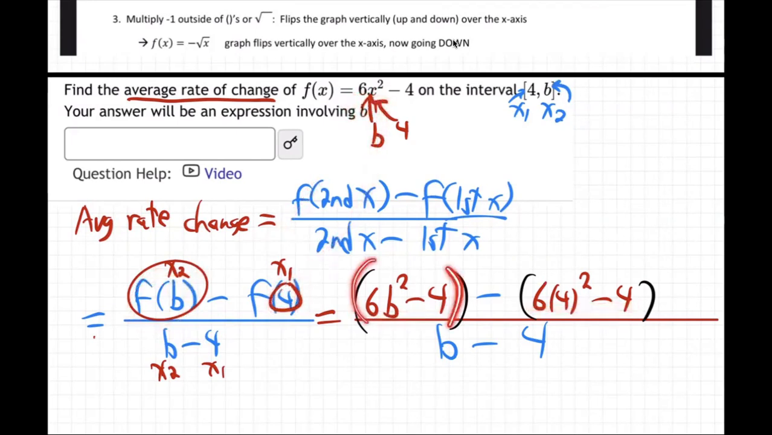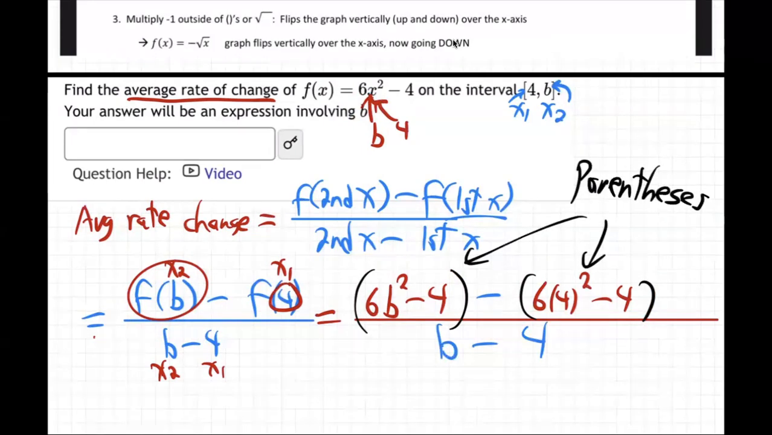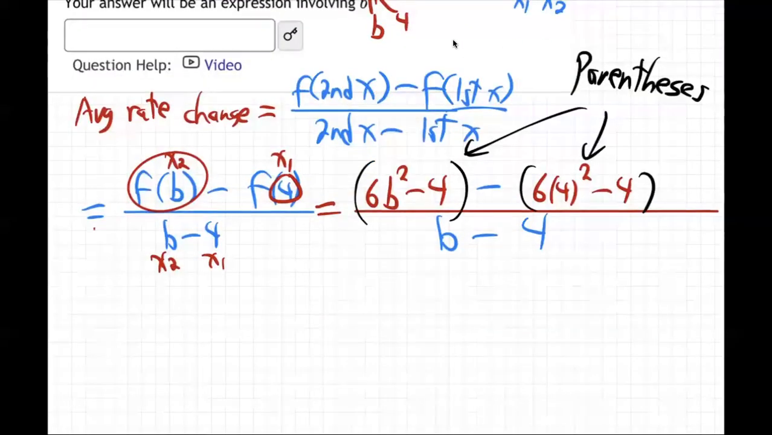And notice I put parentheses around these with a subtraction in the middle. It's important to do these parentheses because that way you'll do the subtraction correctly, because you're supposed to subtract this whole group. So watch out for that. It's an easy mistake to make. Okay, let's keep it going.